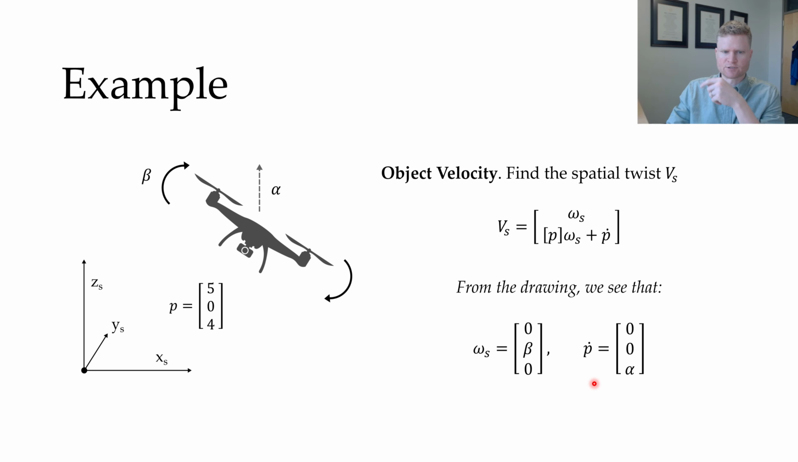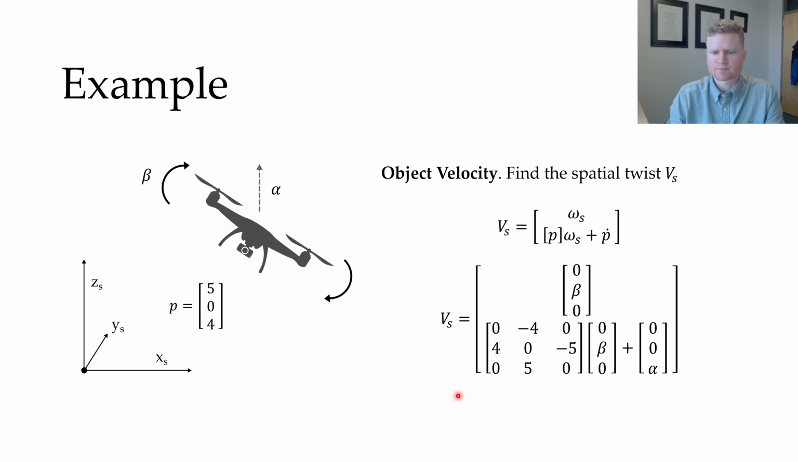And that's because I'm looking at this drone, I see the drone is moving upwards. Well, that corresponds with my z-axis. So 0, 0, alpha for my linear velocity. Then I'm going to combine all of these to form the overall spatial twist, like what you see here. And I want to just talk again about what this means in words.